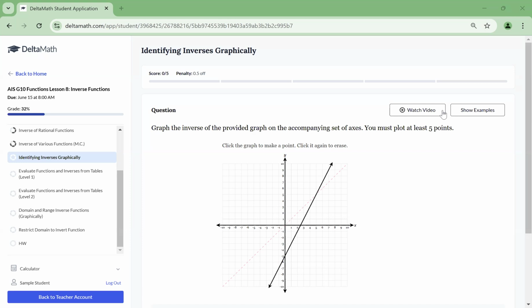You should know that a graph is inverted by simply switching the x and y of all of its points. So let's take some points along this graph. We have, for example, 3 and 1, 5 and 5. Here you have 6 and 7.